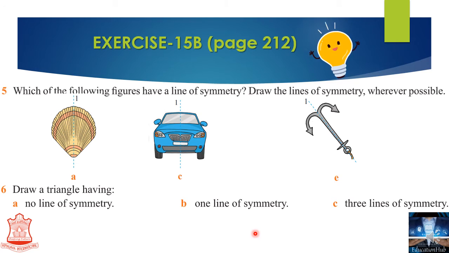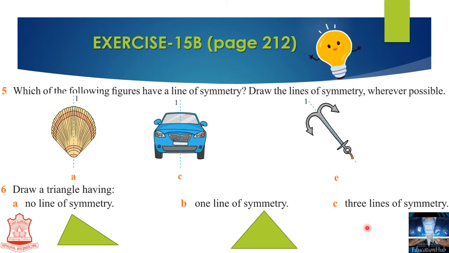Question number 6 is draw a triangle having no line of symmetry. As we have discussed in our previous video, no line of symmetry. We will draw any scalene triangle जिसके तीनों ही sides हमारी different है. B part is having one line of symmetry. Again, as we have discussed this also in the previous video, we will draw any isosceles triangle जिसकी कोई भी दो sides हमारी equal हो.